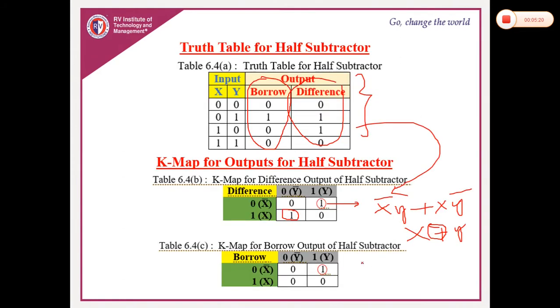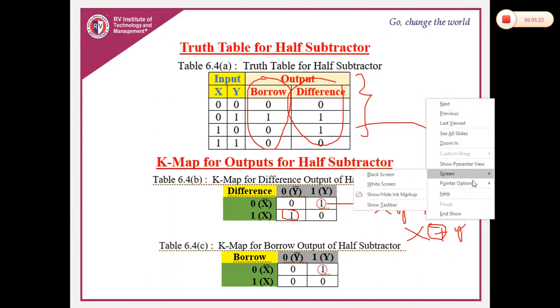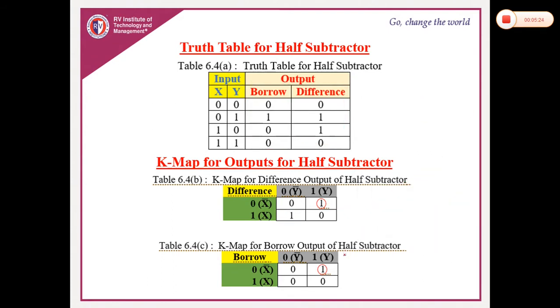Next, in order to get the borrow expression, what we need to do? In order to get the borrow expression, again use the K-map. So it is 0 1 0 0. In order to get that 0 1 0 0, what is the expression? It is nothing but x bar y. So that is the difference output.